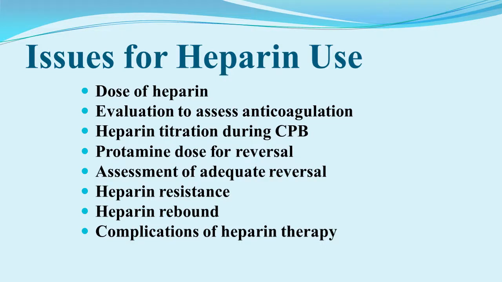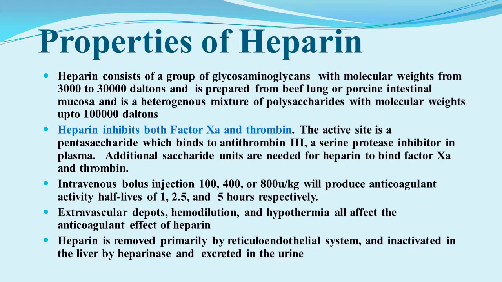Issues with heparin use: dose of the heparin, evaluation to assess anticoagulation, heparin titration during CPB, protamine dose for reversal, assessment of the adequate reversal, heparin resistance, heparin rebound, and complications of therapy. Heparin inhibits both factor 10A and thrombin. Intravenous boluses are given, and extravascular depot, hemodilution, and hypothermia all affect anticoagulation.